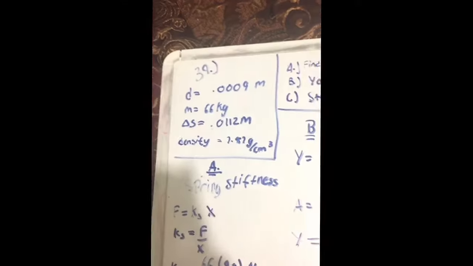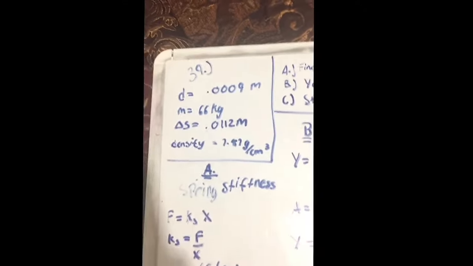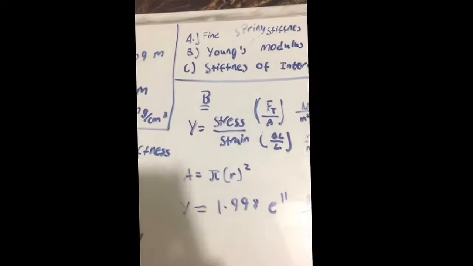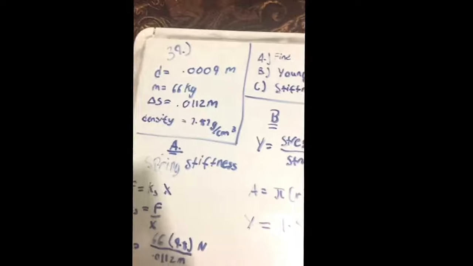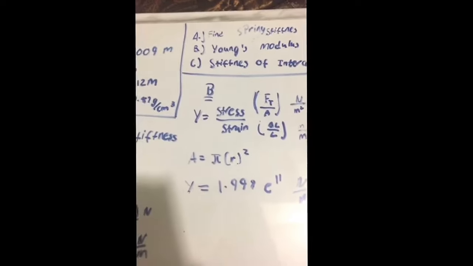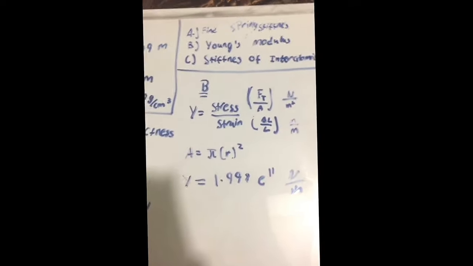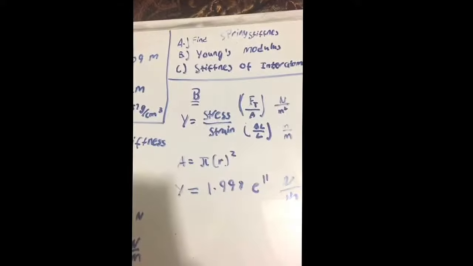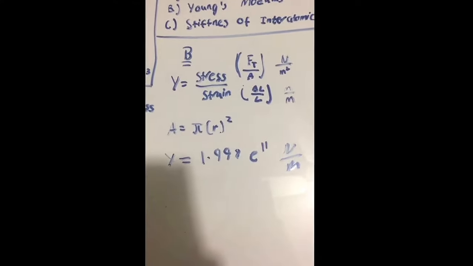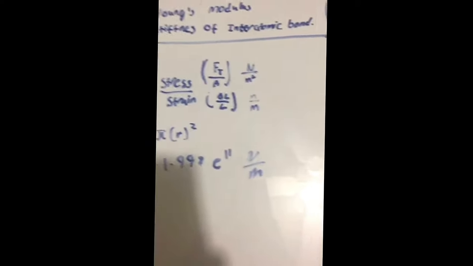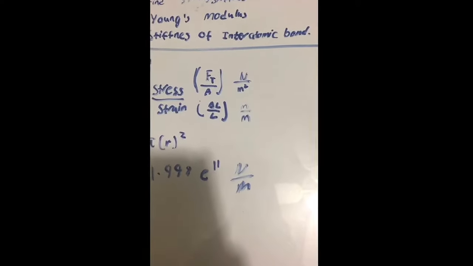In this specific question, it gave you the diameter. So once you find the area, which is a cross section, you had to do pi r squared. So you take half of the diameter and you square it. So after you solve for Y, your final answer should be 1.998 times 10 to the 11th, and the units are newtons over meter squared.